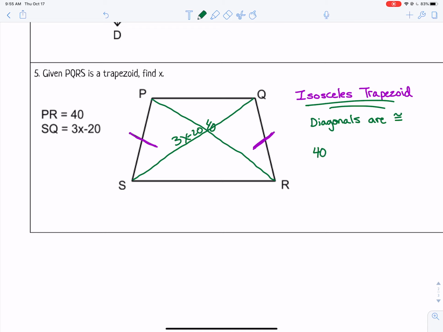So I'm going to just say 40 is equal to 3x minus 20. And let's add 20 to both sides. So we get 60 equals 3x, and divide by 3. So x is equal to 20. And just make sure that's what they're asking you for. So it says, given PQRS is a trapezoid, find x. So yes, that's all we needed for this one. We don't have to plug it back in. All right, that's it for practice quiz number 10.